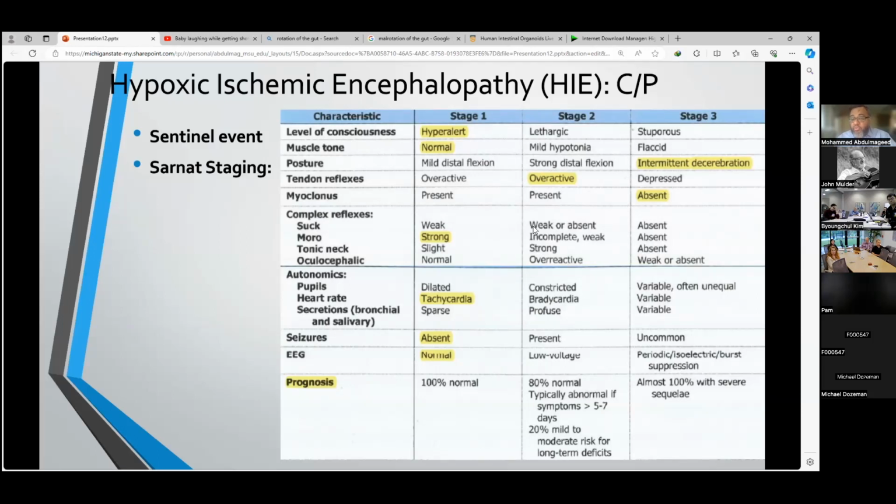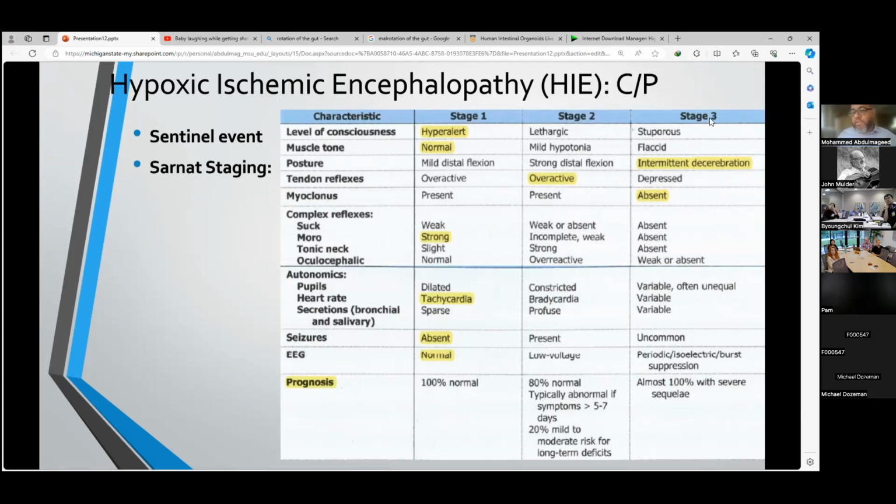The reflexes start to weaken, like the suckling and Moro reflex. And then we'll have bradycardia, constricted pupils, and we'll start to have seizures. Usually with this mild form, where the baby is still responding and still has active tendon reflexes, 80% of those babies will be normal, and 20% of them will have moderate risk for long-term deficits.